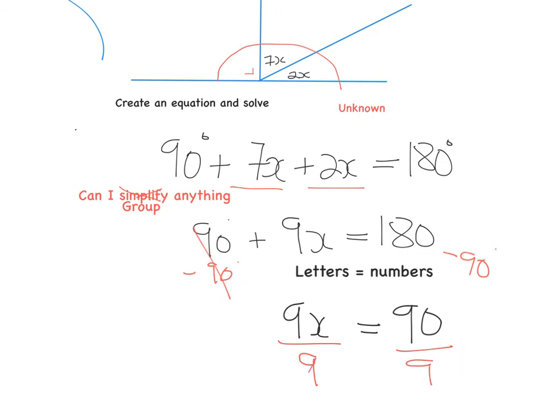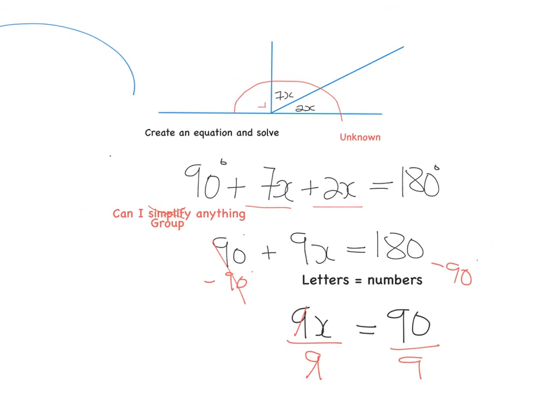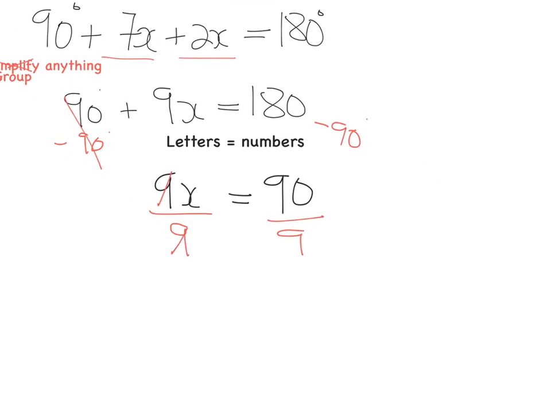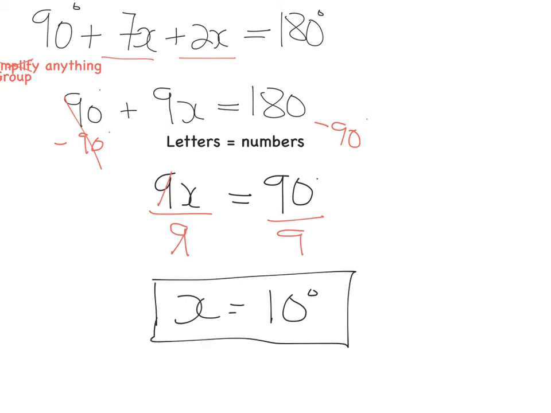What I'll find is my 9 goes into 9 once, leaving me with 1x, or more commonly known as just x, is equal to, and 9 divided into 90 is 10. So I now know that the x stands for 10 degrees.